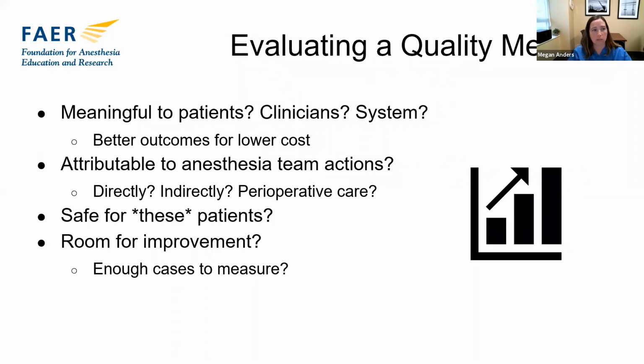So when we look at a quality measure, it's important locally to consider whether this is meaningful to patients. The example we're doing in our group right now is an initiative to promote multimodal analgesia. So is this meaningful to our patients if they end up taking less opioids because we've used other adjuncts? Is that meaningful to our clinicians? Is it meaningful to our system? What's the cost benefit of doing this? Generally, if you're not sure where you're headed with quality, you're always looking for better outcomes for a lower cost.